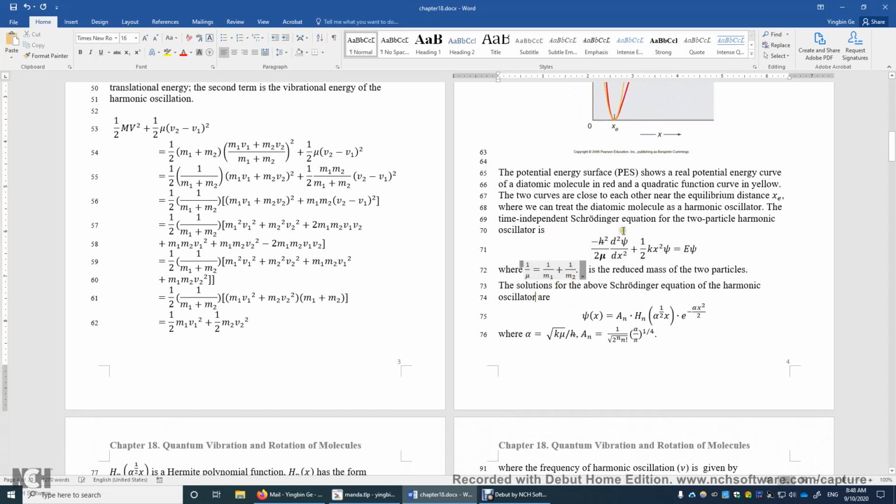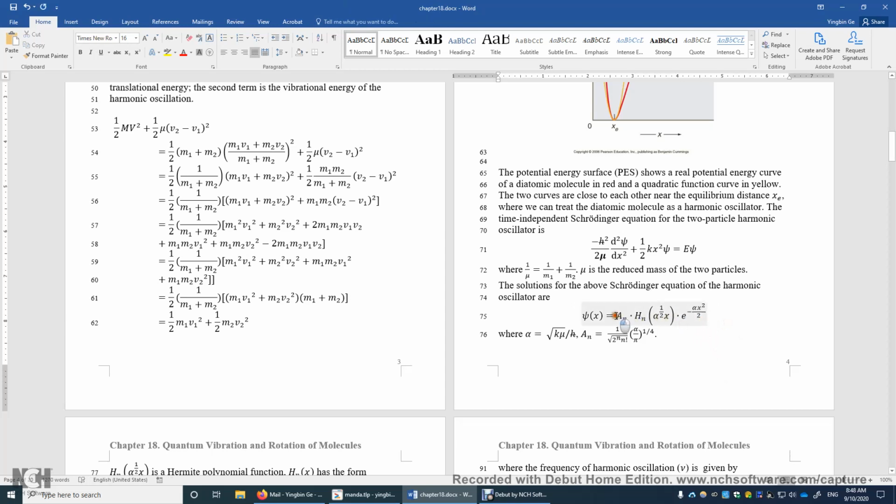Now let's look at the solution of this. I'm not going to solve this. It's solved by mathematicians. It's not a trivial task to solve this from the beginning. So I'm going to just give you the solutions. The solutions look complicated enough. We have a coefficient here. This is the normalization factor. We have a polynomial function here in this form, and then we have a Gaussian function here.